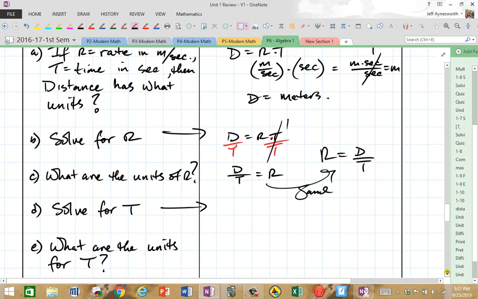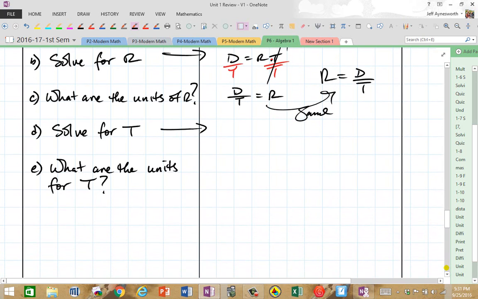Okay, if you want to solve for t, you take distance equals rate times time, and you want to divide by r, right? The other variable. So distance divided by the rate is equal to the time, or you can say time is equal to distance divided by the rate. And then the last question says, what are the units?